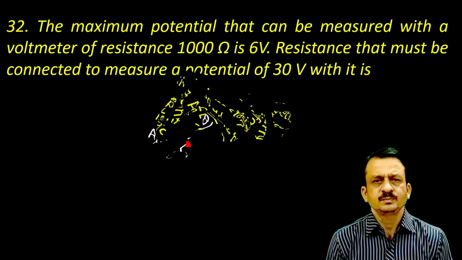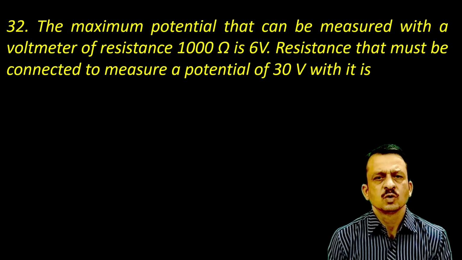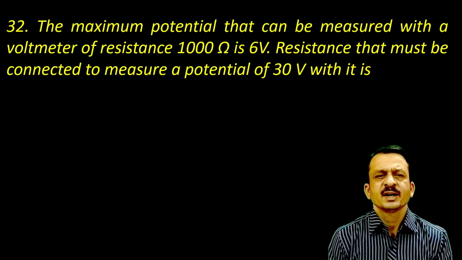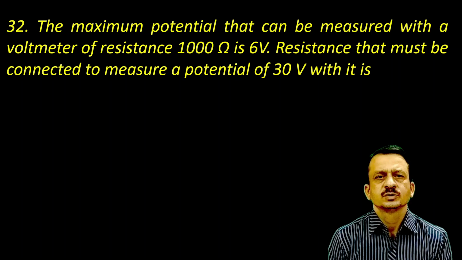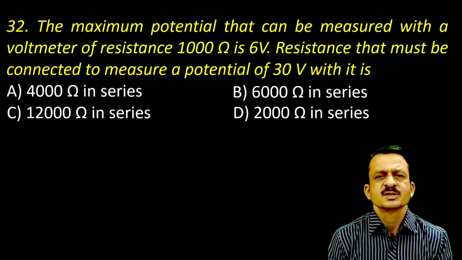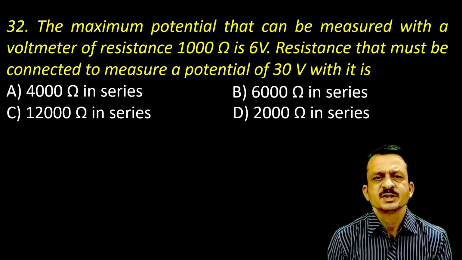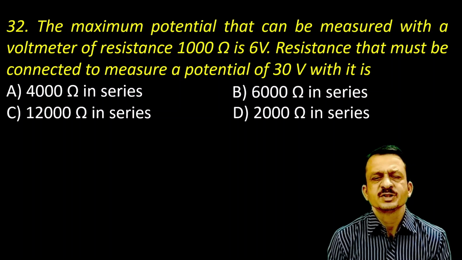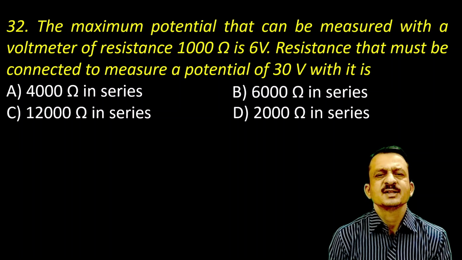Next one. The maximum potential that can be measured with a voltmeter of resistance 1000 ohm is 6 volts. Resistance that must be connected to measure a potential of 30 volts with it is: options A 4000 ohms in series, B 6000 ohms in series, C 12,000 ohms in series, and D 2000 ohms in series.